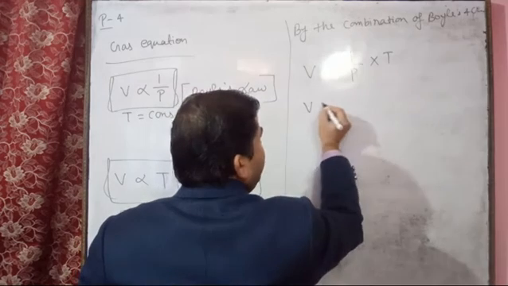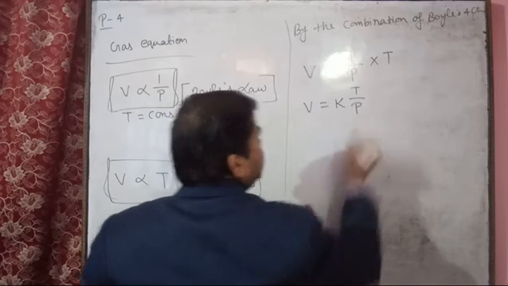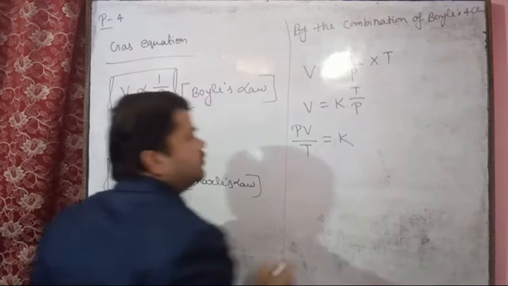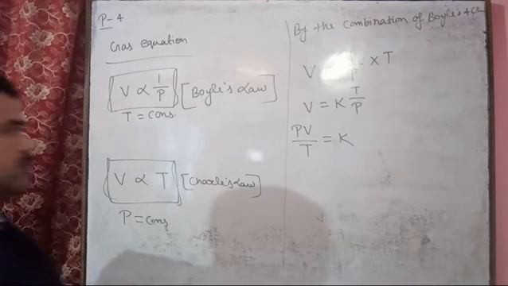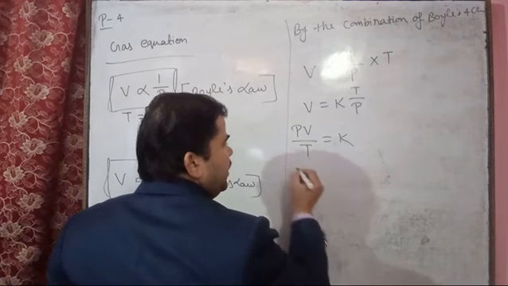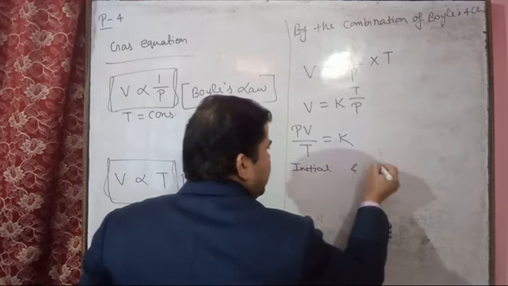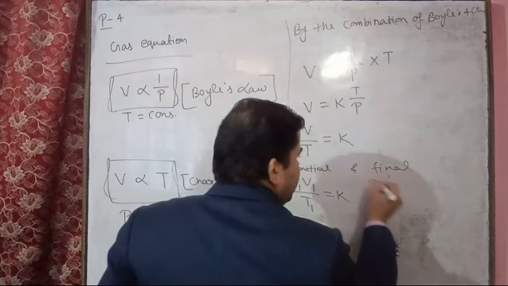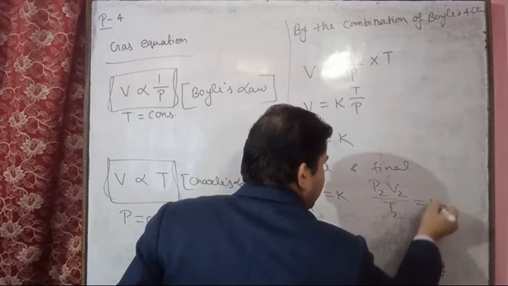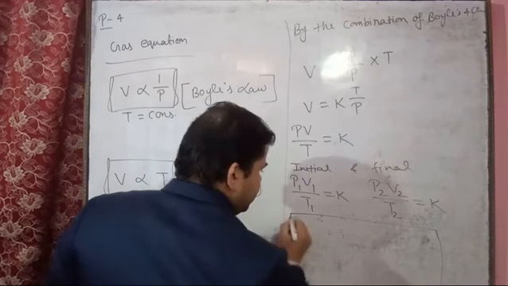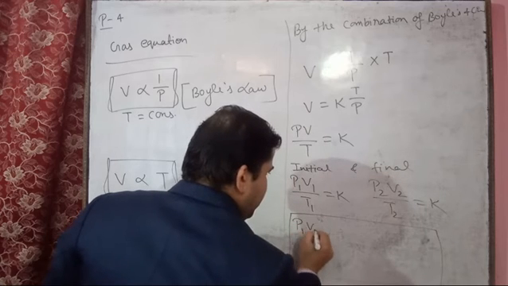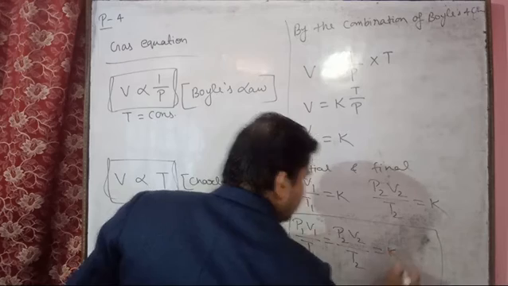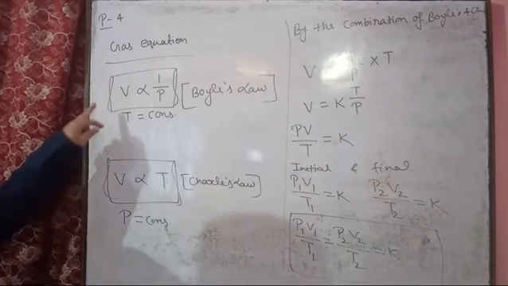And we can write here V equal to K T by P. Then we can write PV upon T equal to K. And after this, for the initial and final condition, we can write P1 V1 upon T1 equal to K, and P2 V2 upon T2 equal to K. Then overall we can write P1 V1 upon T1 equal to P2 V2 upon T2 equal to K. So this is the gas equation, the combination of Boyle's and Charles law.